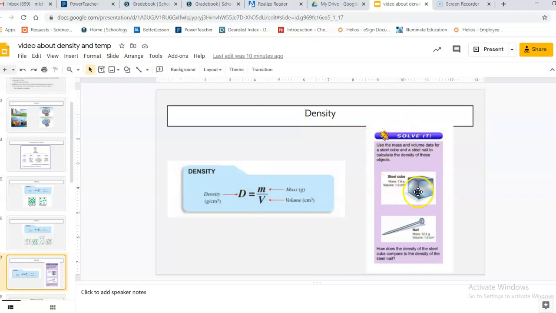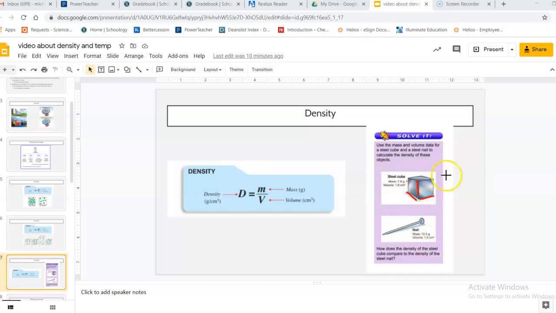So let's first look at this example over here. You have this steel cube that has a mass of 7.8. I know it's kind of small. It has a mass of 7.8 and a volume of 1 ml or 1 centimeter cube. If I calculate the length with the height and the width, I get 1 centimeter cube. That's how that was calculated. And here I have a nail that has a mass of 12.5 and a volume of 1.6 mLs.